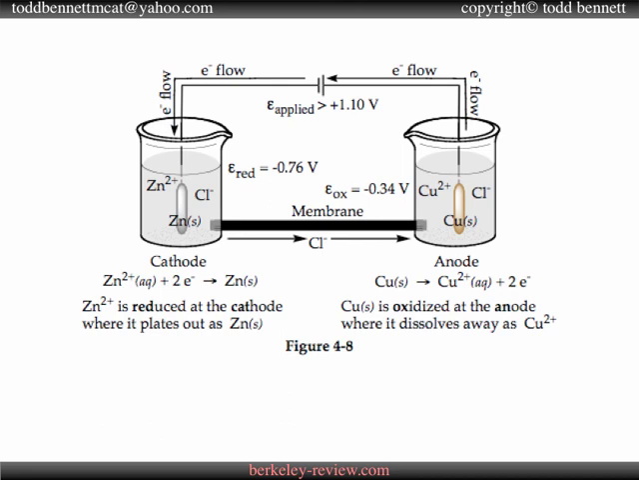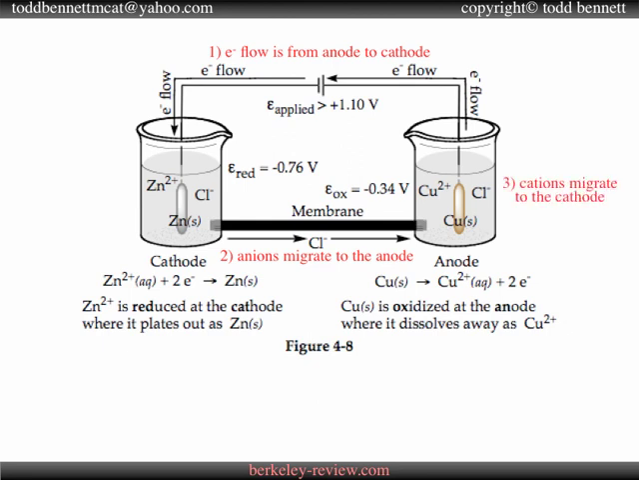So everything applies. Electrons are still flowing anode to cathode. Cations are still migrating to the cathode. Anions are still migrating, in this case, across the membrane to the anode. So everything fits. Again, electron flow anode to cathode, check. Anions migrating to anode, check. And cations are migrating to cathode, so the zinc 2 plus are going to migrate to the zinc and get reduced. So this covers everything for this.